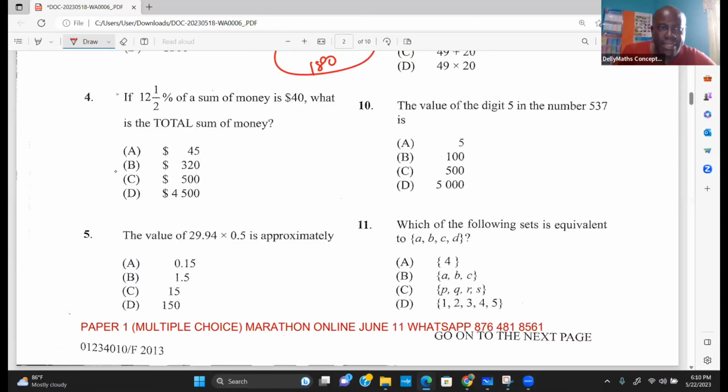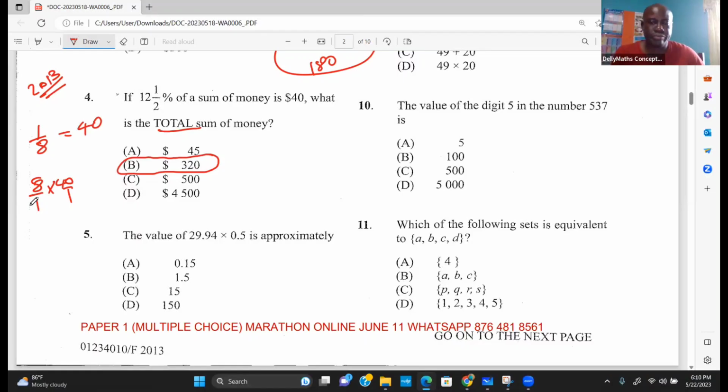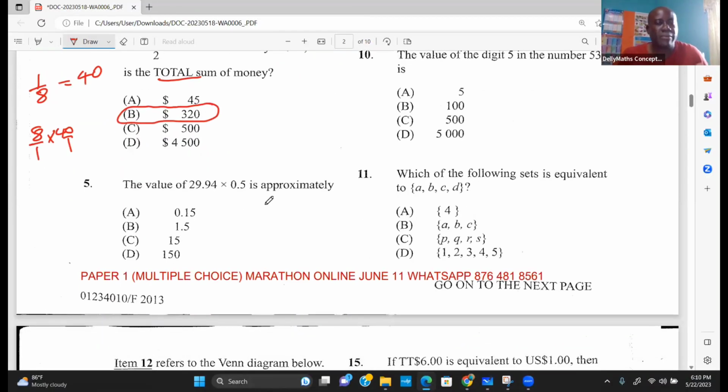This question comes back, and this paper that I'm looking at is from 2013. I think I did this last night and saw this. 12.5% is 1/8, so I want you to make a note of that. So for this question, if 1/8 is $40, then the total sum is found by reciprocating this, and you'll get 320. Definitely we saw this question last night on the live session.